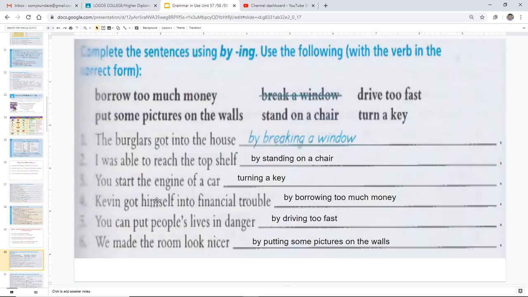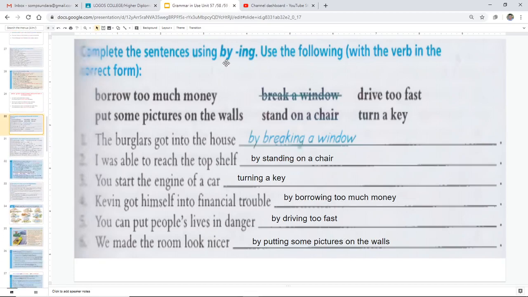Here's homework. Number 4, by borrowing too much money, you get yourself in financial trouble. You put people's lives in danger by driving too fast. That is very true. Slow down. Don't drive too fast. It's dangerous. We made the room look nicer by putting some pictures on the wall. Okay, notice use of the gerund after the preposition by.